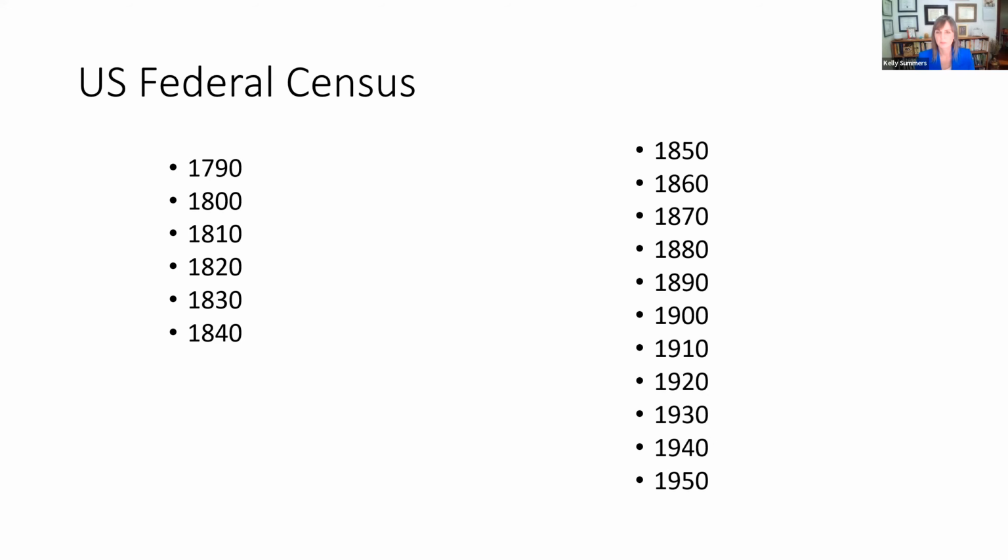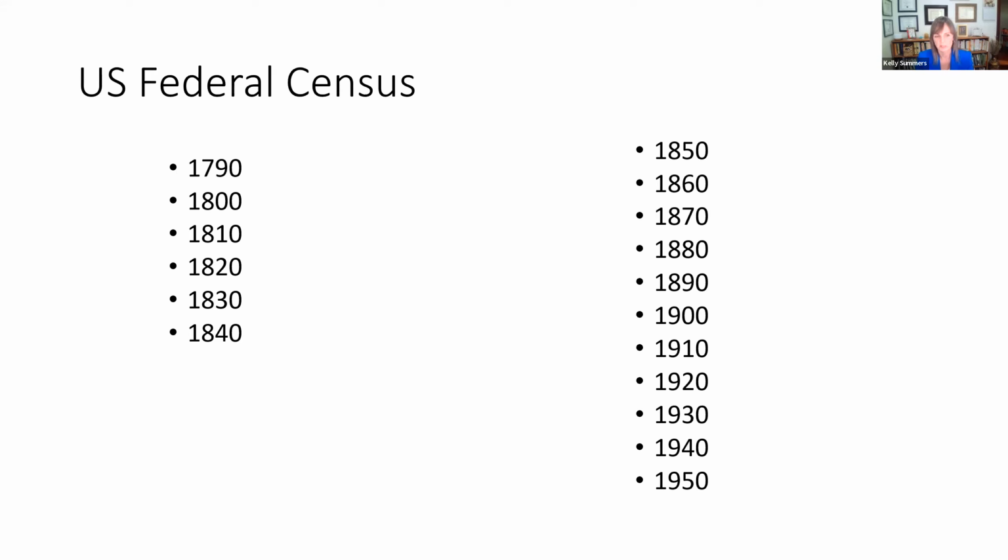Okay, I have some census years here in two columns. The first column starts with 1790 and goes to 1840. The second column goes from 1850 to 1950. The first column represents the first style of census taken.